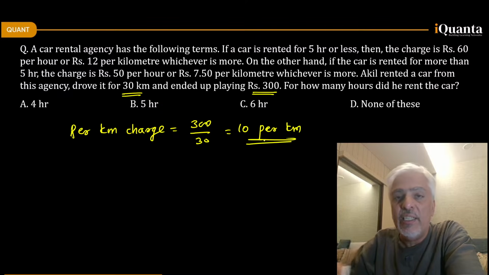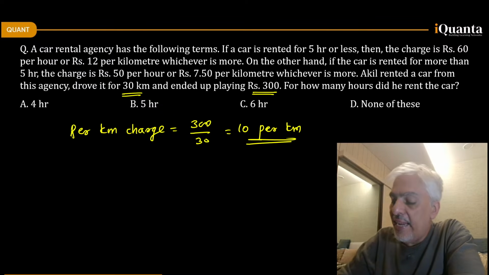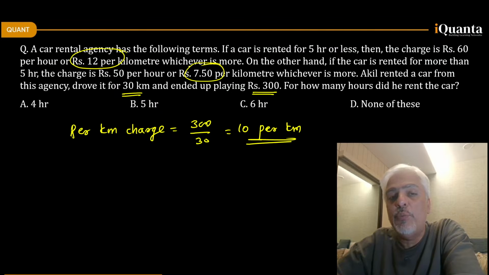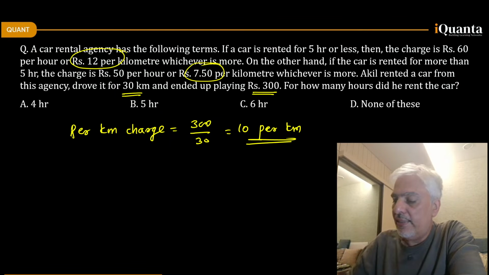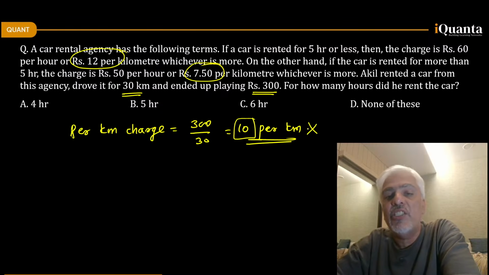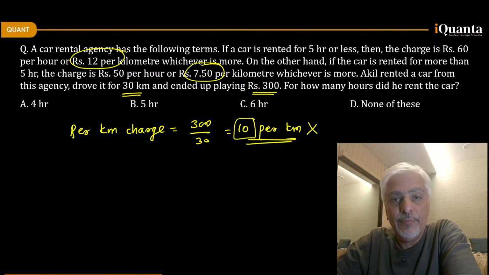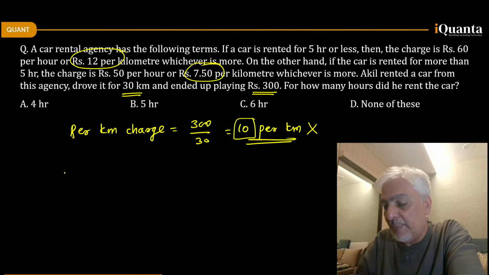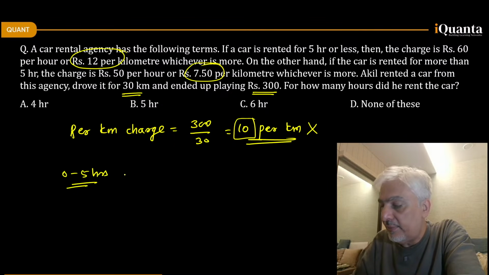Now, if you notice in the question, the two cases which are given, एक जगह पे चार्ज पर किलोमीटर 12 रुपीस का था और दूसरी जगह पे चार्ज 7.5 रुपीस का था, which means none of them are matching with 10 rupees which Akhil is paying. That means Akhil's charge has not been calculated based on kilometers. That means his charge has been calculated on time. Now, time का charges was what? For 5 hours तक, that means from 0 to 5 hours, the charge is rupees 60 per hour.